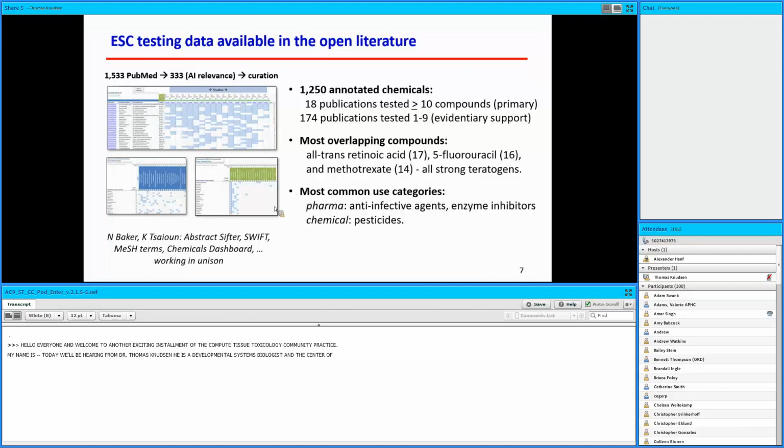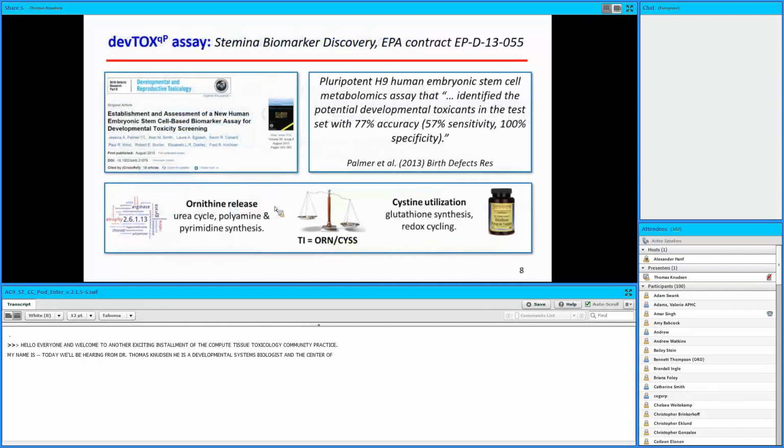The most common use categories from the pharmaceutical space were anti-infective agents and enzyme inhibitors, and from the chemical space, pesticides. The literature base now includes a paper that we published earlier this year in Toxicological Sciences on a data set in ToxCast, including about 1,065 different chemical samples using the Stemina biomarker discovery contract vehicle. And that's what I'll talk about now, the results from that work.